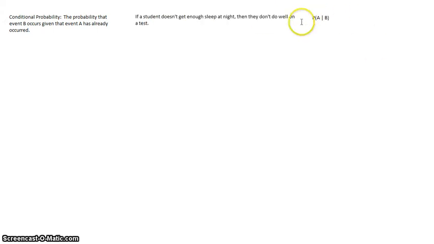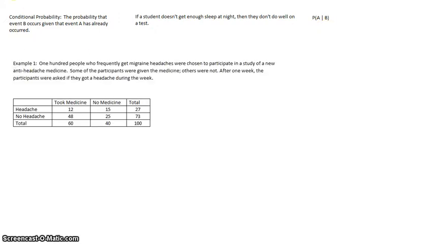And this is how we're going to write a conditional statement. When you see this straight line symbol, you know that it's a conditional statement. The first thing occurs and then the second thing occurs. So let's go ahead and do an example. This is on the next page of your note sheet.